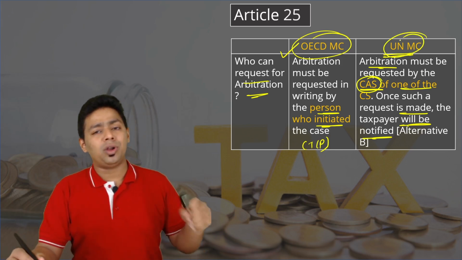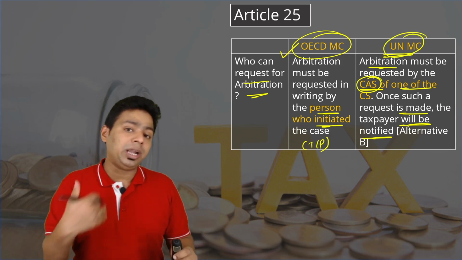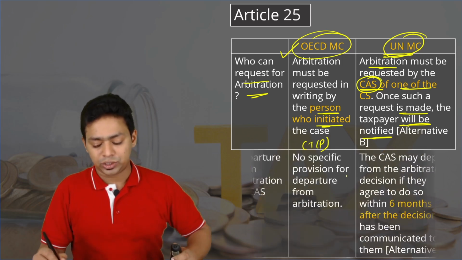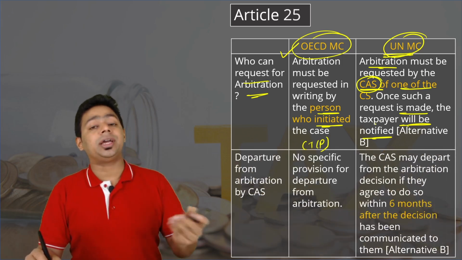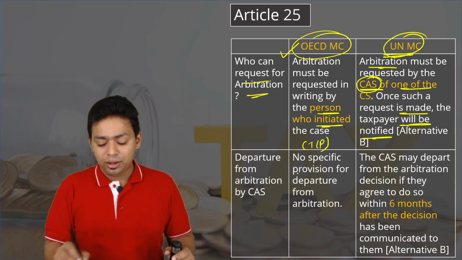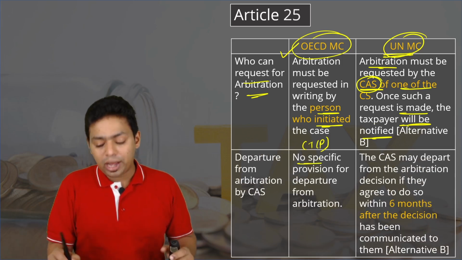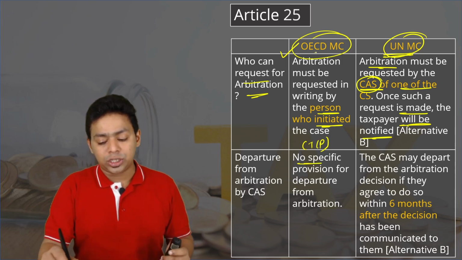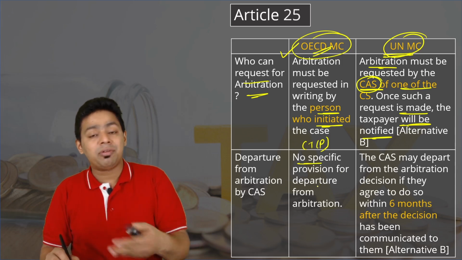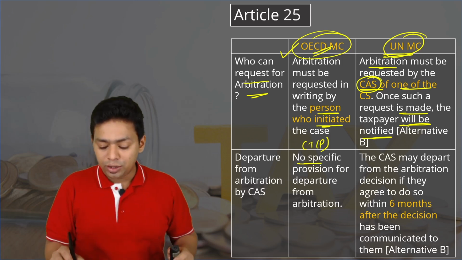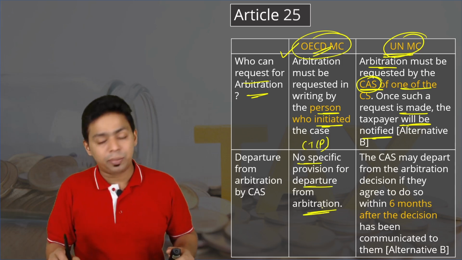In the United Nations model, it is a developing nation, so the government takes responsibility for arbitration. So is it binding? Definitely binding, even if it is against the government. Please understand, departure is not possible, or at least there are no provisions in the OECD model to depart from the opinion given by the arbitrator. Please understand, there is no specific provision for departure from the arbitration.